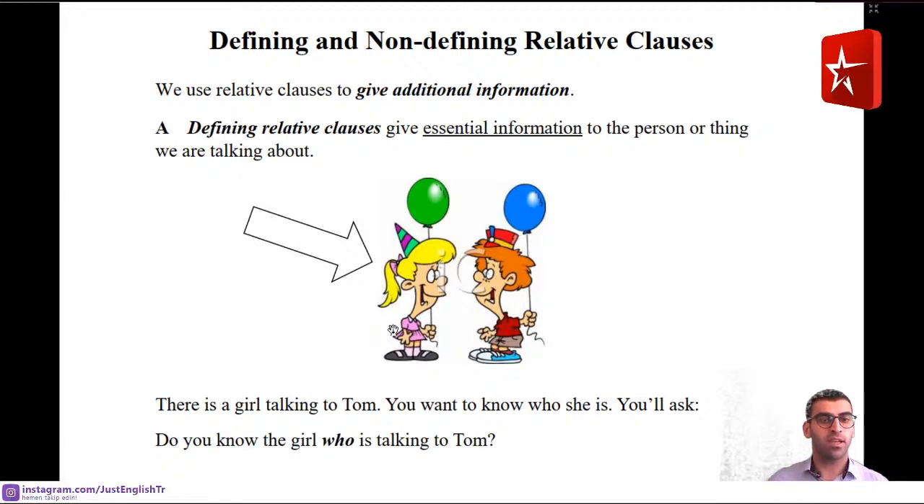Do you know the girl who is talking to Tom? So, who? Why? Because we are talking about the girl, the person. Do you know the girl? Which girl? I don't know. The girl who is talking to Tom. So, which girl? The girl who is talking to Tom. Like this girl we are talking about. So, who is a defining relative clause here.